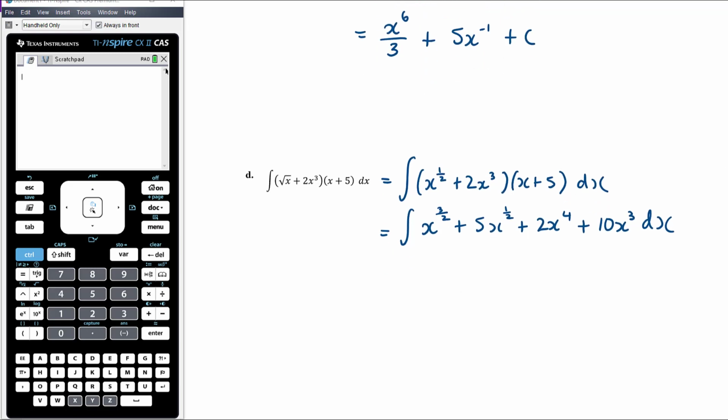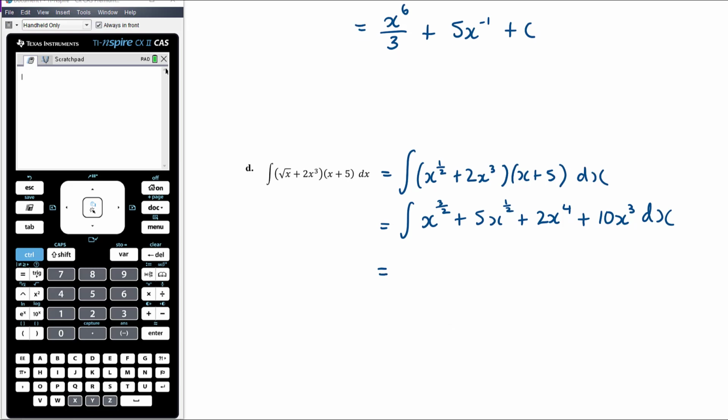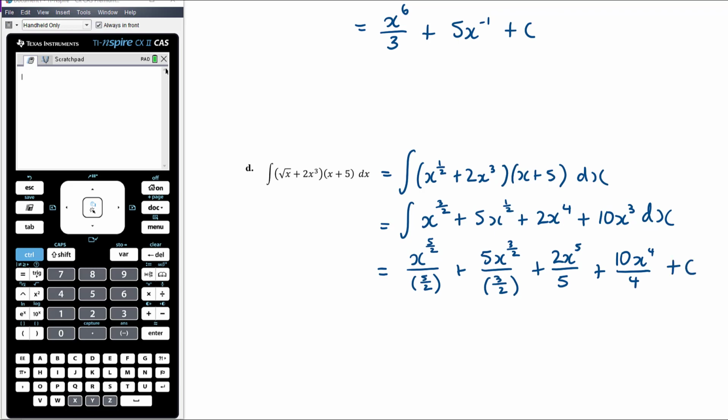Now, however, we're in a position to be able to anti-differentiate, so we lose our integral sign now that we're actually calculating the integral. So, fractions, we're adding 1 to the power, 3 on 2 plus 1. 1 is 2 on 2, so 3 on 2 plus 2 on 2 is 5 on 2. And then we're going to be dividing by that new power. Plus 5x, add 1 to a half, that's 3 on 2. Dividing by that new power. Plus, add 1 to the power, divide by that new power, plus, add 1 to the power, divide by that new power, and then we have plus c.